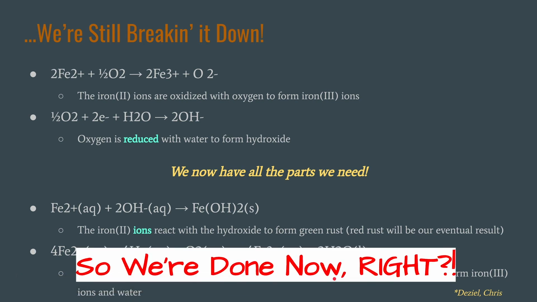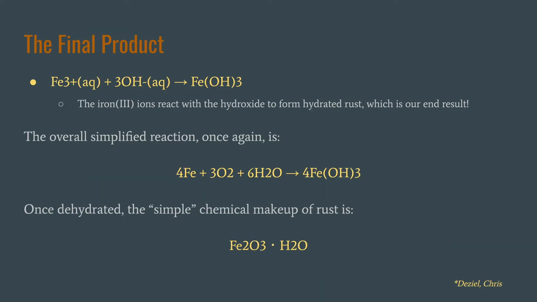So we're done with everything now, right? Not quite there, cowboy. Our final product is when the iron(III) ions react with the hydroxide ions to form hydrated rust. And this is our final product. Once again, that whole final reaction is iron, oxygen gas, and water to form a hydrated rust. And once dehydrated, the simpler chemical makeup of rust is shown here, but for our purposes, we're going to stick with the hydrated, which again simply means it contains water.